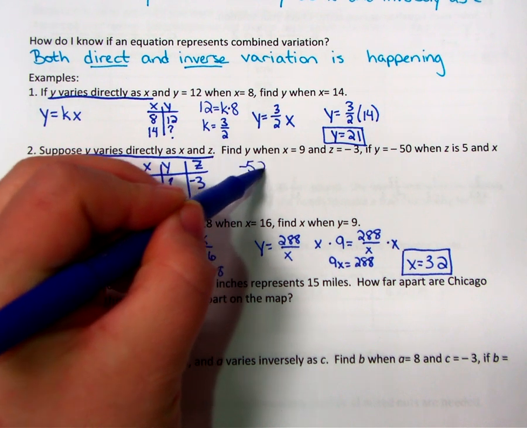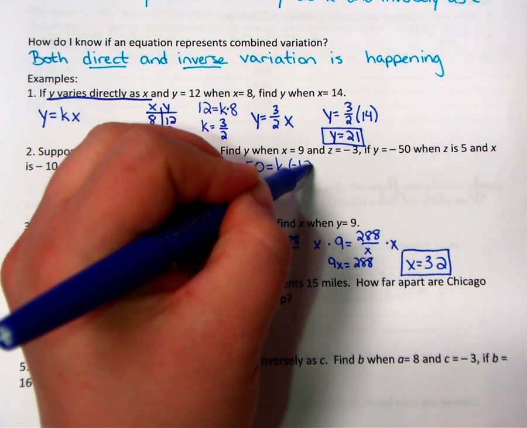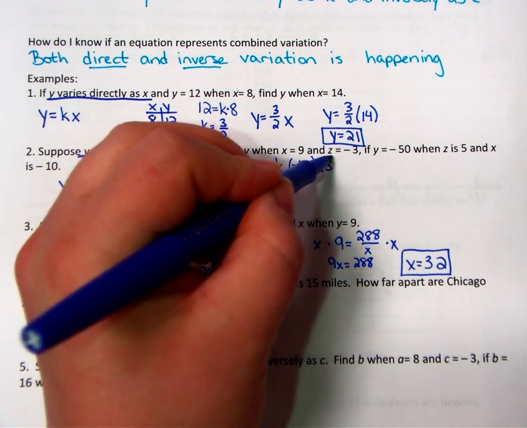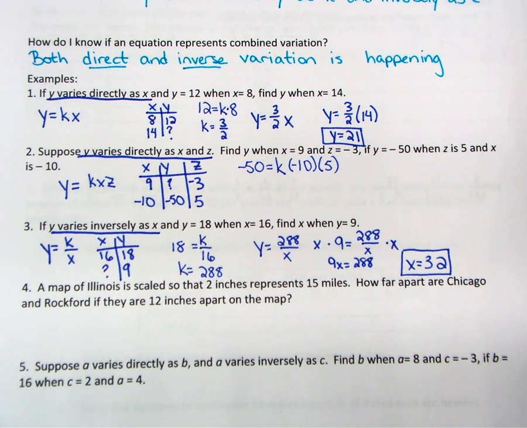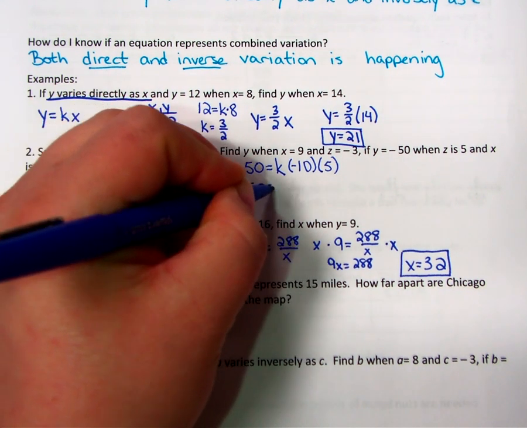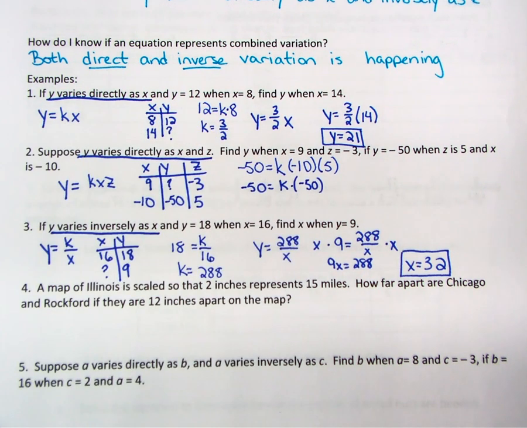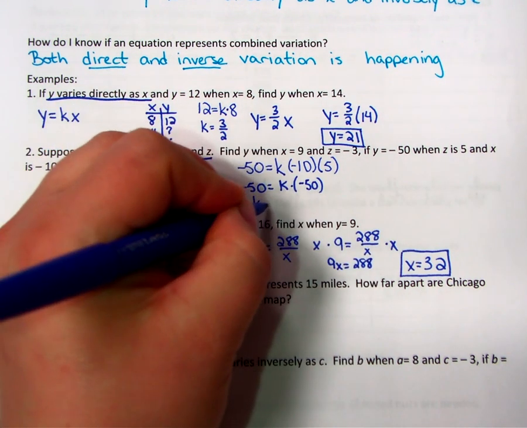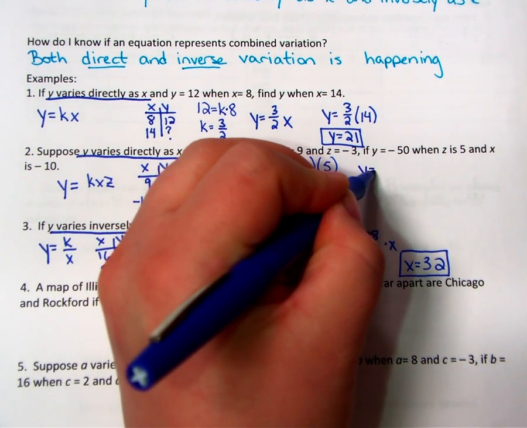So we have y is -50, looking for k. x is negative 10, and z is 5. I'm using the completed triple here, the completed row. So I have negative 10 times 5 gives me negative 50. So I have k times negative 50. For solving for k, I've got to divide by negative 50 on both sides. So I get that k is equal to 1. So my joint variation equation is y equals 1 times x times z.